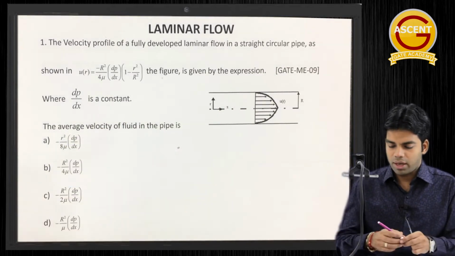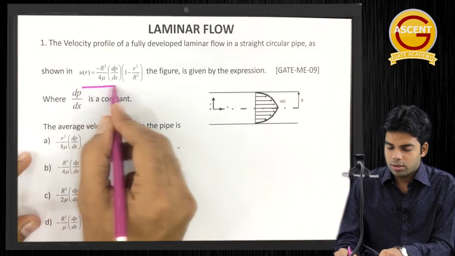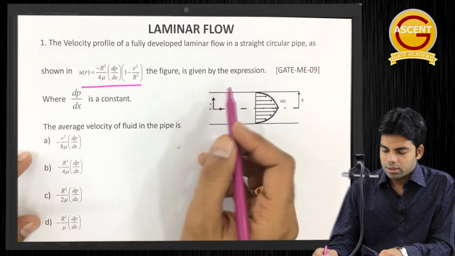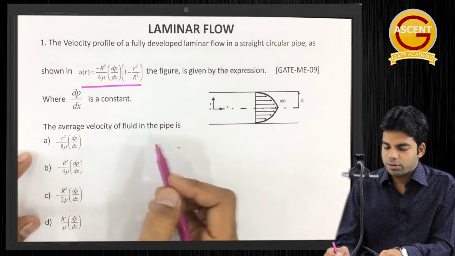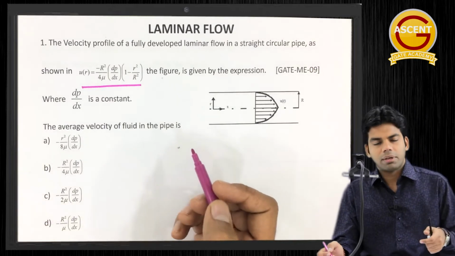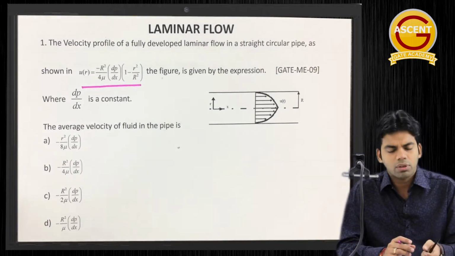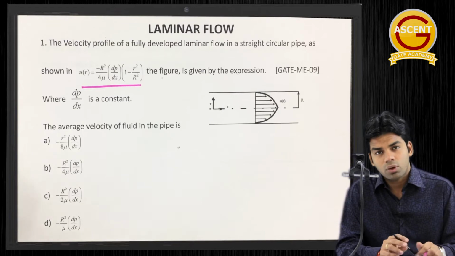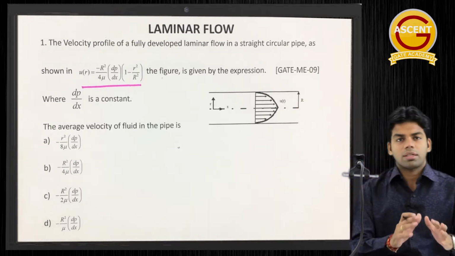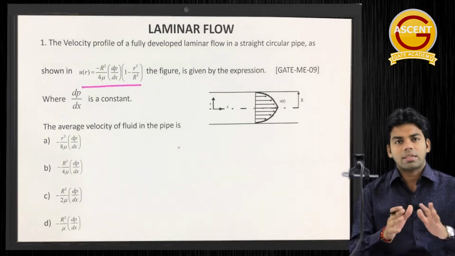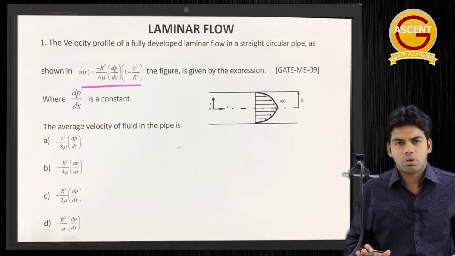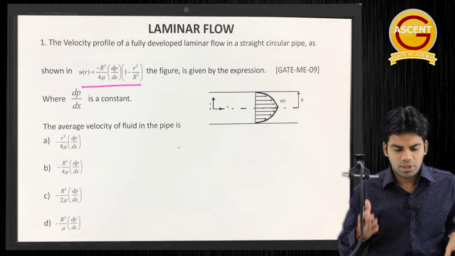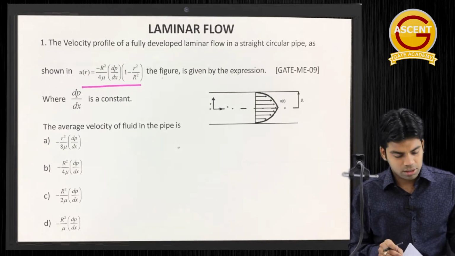So the velocity profile u(r) is given by the expression, where dp/dx is constant. We have to determine the average velocity of the fluid in the pipe. First of all, I will tell you what actually is the conventional method, because that is very much essential to understand this concept, and then I will tell you the shortcut trick. Such questions can be solved hardly within 10 to 15 seconds. So first I will tell you the conventional method.